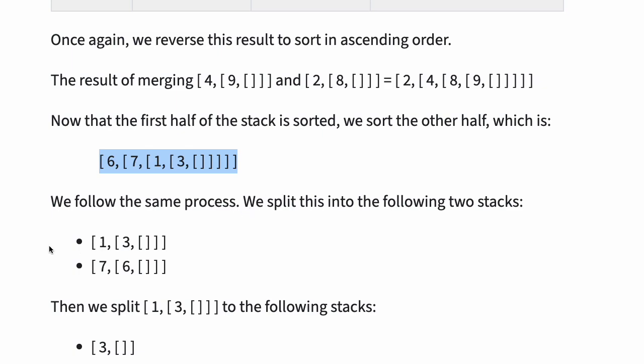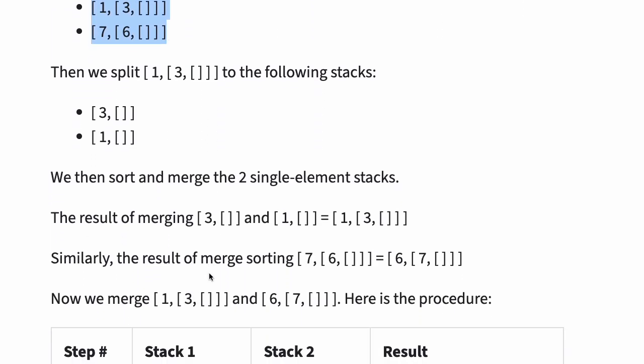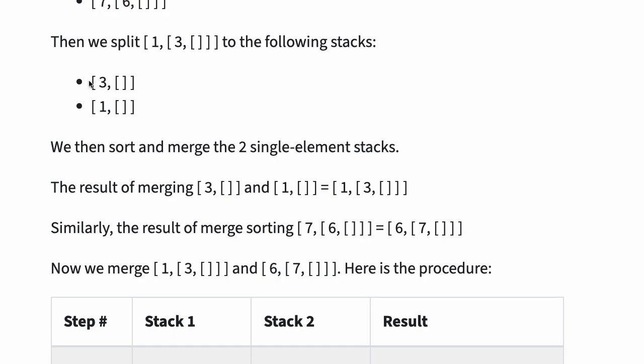We split this into the following two stacks, 1, 3, and 7, 6. Then we split 1, 3 into stacks 3 and 1. We then sort and merge the two single element stacks. The result of merging stacks 3 and 1 is the stack 1, 3. Similarly, the result of merge sorting stack 7, 6 is the stack 6, 7. Now we merge stack 1, 3 and stack 6, 7.